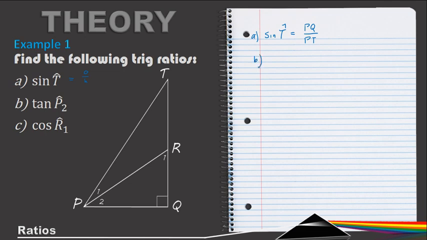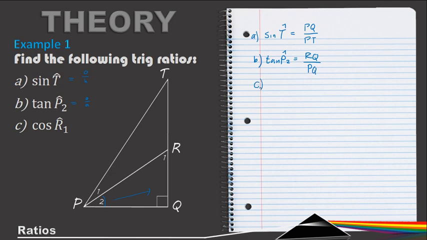Then for B, tan P2, so tan is opposite over adjacent. Now P2 is over here. For tan, we're going to work in the smaller triangle PRQ, that's also a right angle triangle. For opposite in this triangle, we have RQ, so tan of P2 is equal to RQ over, and then adjacent is PQ, so PQ.